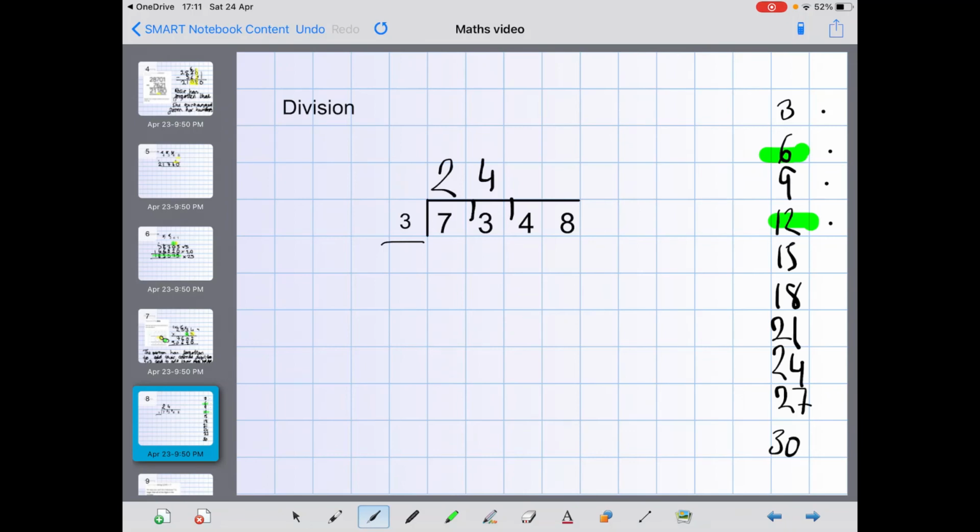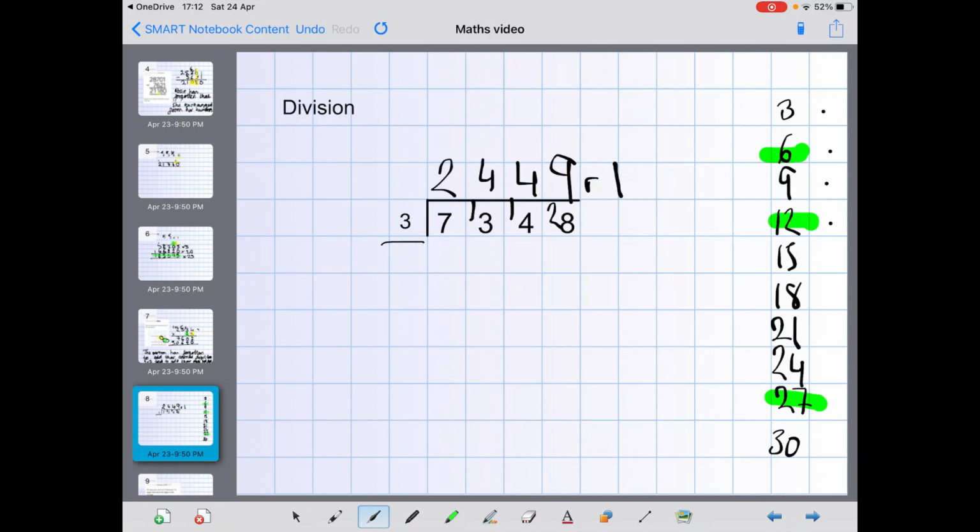Now 3's into 14. Again, the closest number is 12. 4 times 3 gives me 12. And how many more would I need to get me to 14? 12, 13, 14, 2. So I would need to carry over my 2. 3's into 28. We would need to find the number closest to 28 without being bigger, which is 27. 9 times 3 gives me 27. How many is left over? Well, from 27 to 28, that's a difference of 1. So we would need to put a remainder 1.